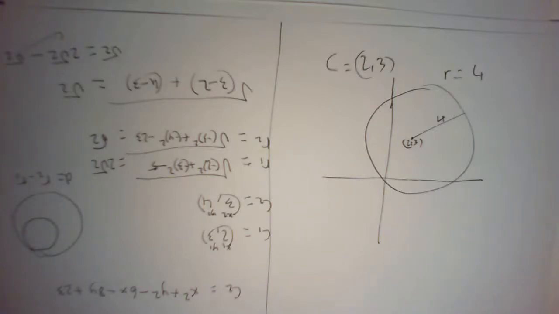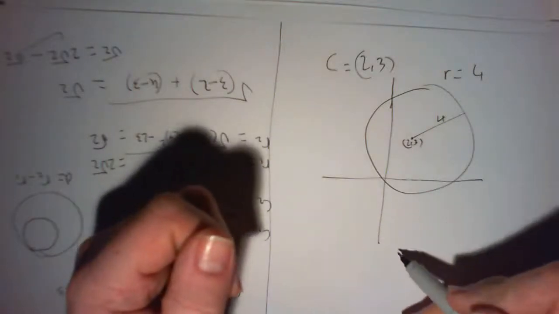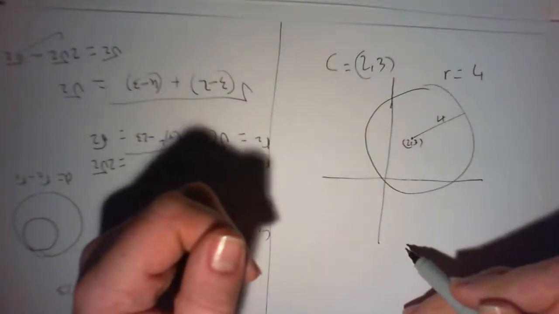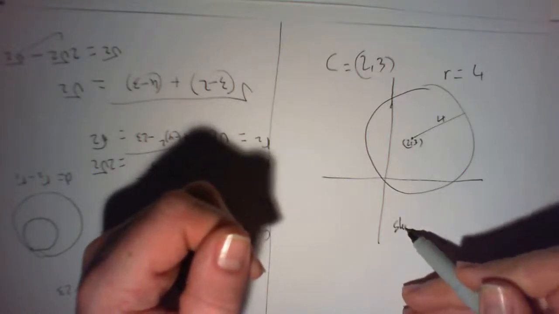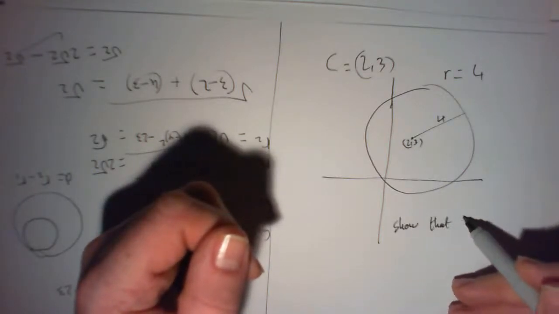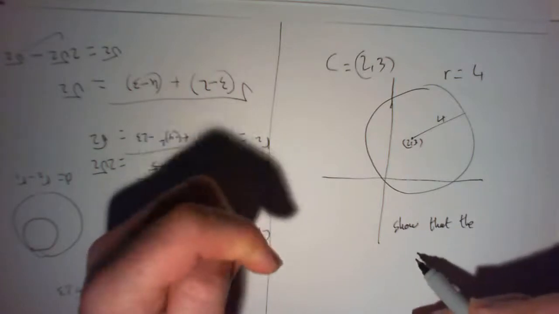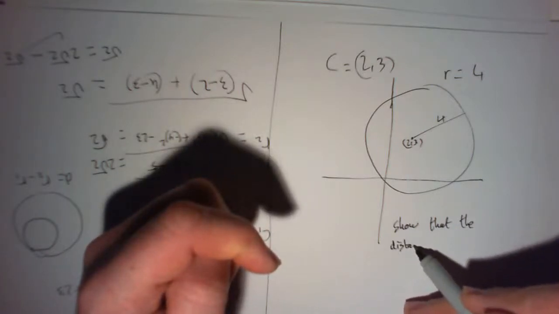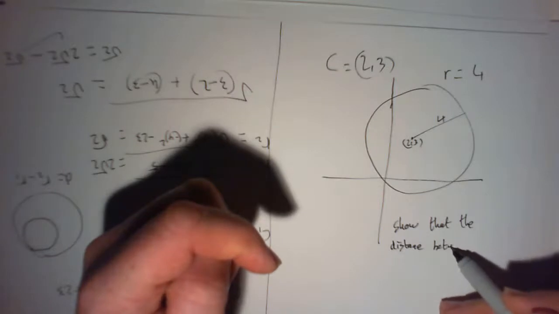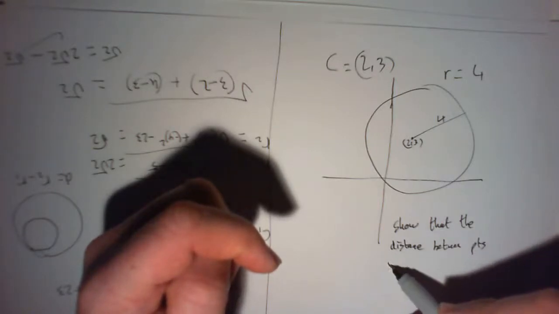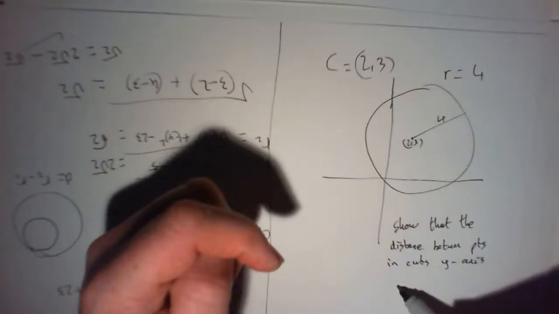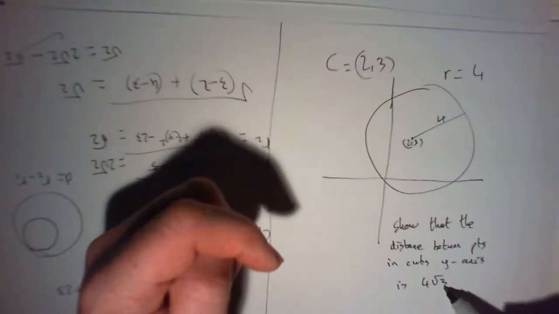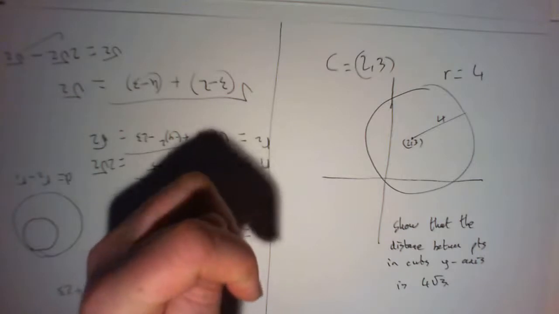Now, let's try and figure out some things about it. Yeah, here's a nice one. Show that the distance between the points where it cuts the y-axis is 4 root 3. Okay, we have to figure out that.